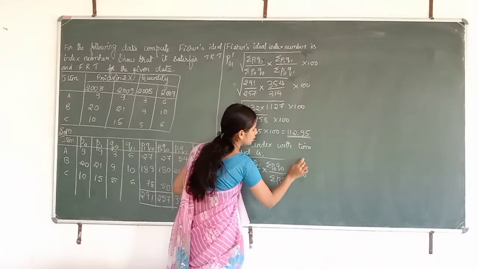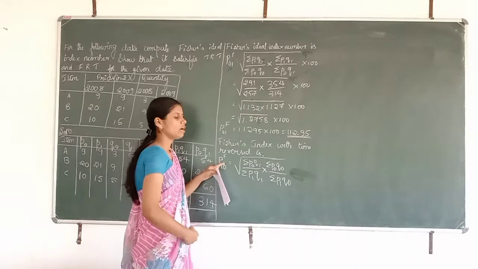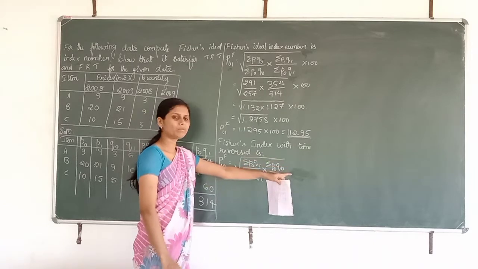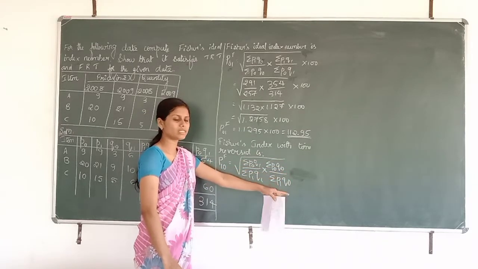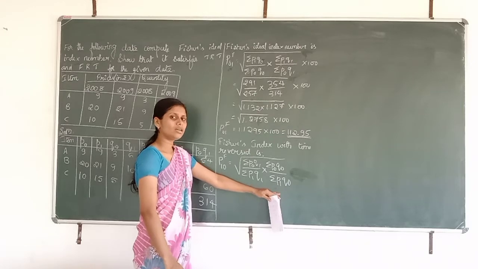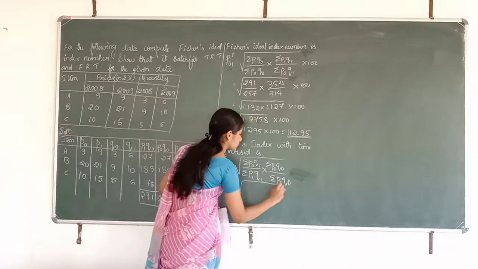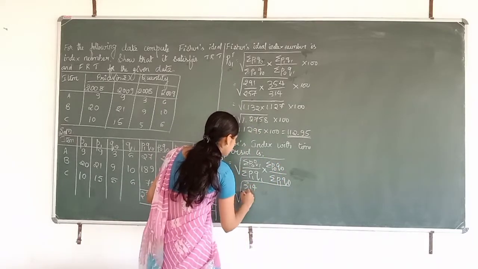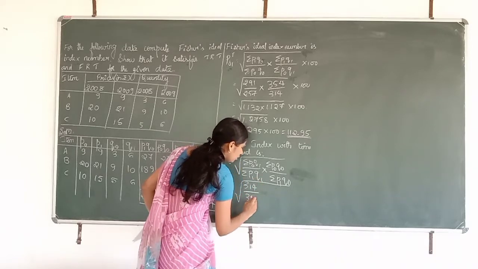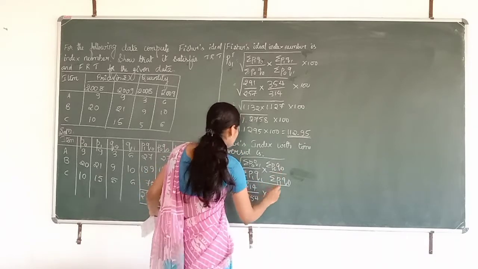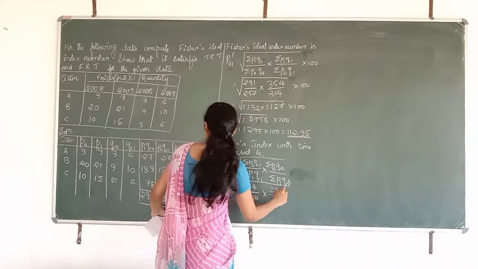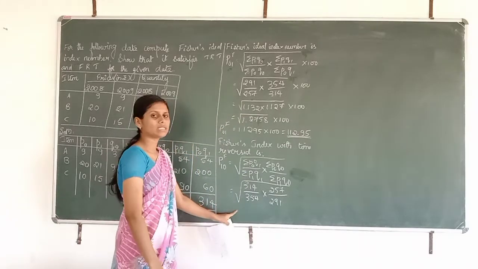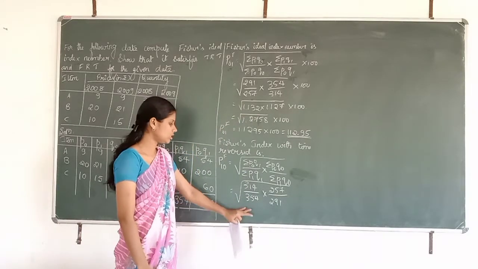Into 100 is not required, because for the test we are going to consider the ratio, not the percentage. If you multiply it with 100, it will be converted into percentage. So we are going to keep it as just a ratio. So square root of, now substitute the values. P0 Q1 is 314 divided by P1 Q1 is 354 into P0 Q0 is 257 divided by P1 Q0 is 291. So this is Fisher's index with time reversed. Don't simplify again, just keep it as it is.